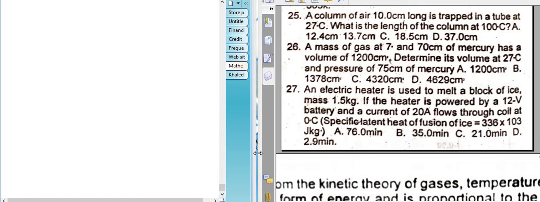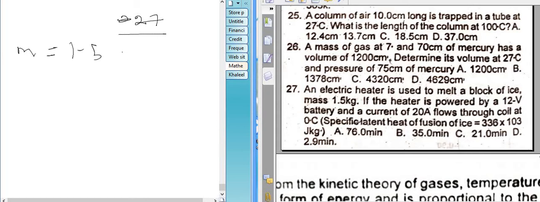Question 27. An electric heater is used to melt a block of ice of mass 1.5 kilograms. If the heater is powered by a 12 volt battery and a current of 20 ampere flows through the coils at 0 degrees C, the specific latent heat of fusion is equal to 336 times 10 to the power 3 joule per kilogram. So now we have given that the mass is 1.5 kilogram, the voltage is 12 volt, and the current is 20 ampere.